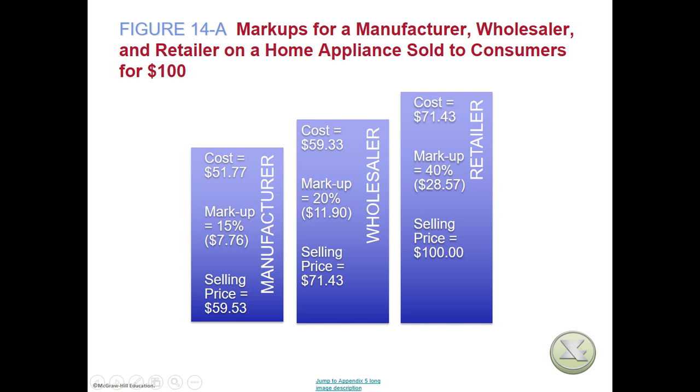You see that for something we buy at a $100 price tag, it actually costs the manufacturer $51, about half. Okay, so who made the most or had the highest markup? It's the retailer normally, 40%, wholesaler 20%, manufacturers 15%. This is about the rate that the different players charge. Okay?